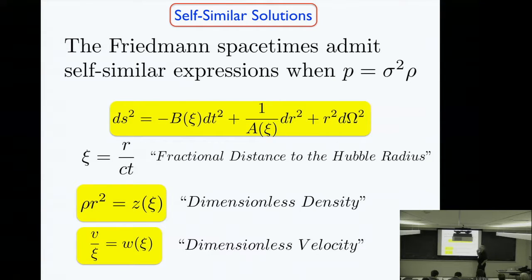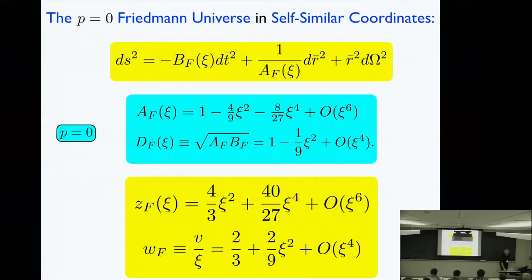Now, what are the variables? The dimensionless density, rho r squared, depends on C in these variables. And the velocity depends on C. We work with v over c because we want the velocity at zero to be finite. We're looking at expansion. Right? So the natural variables, fluid variables, are z and w.